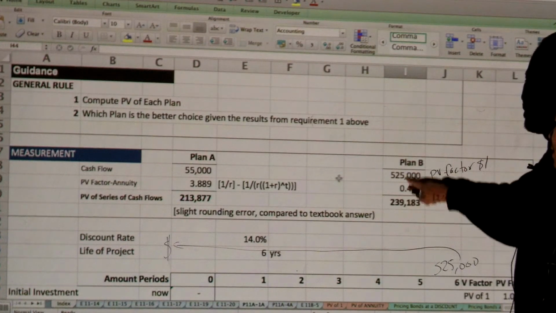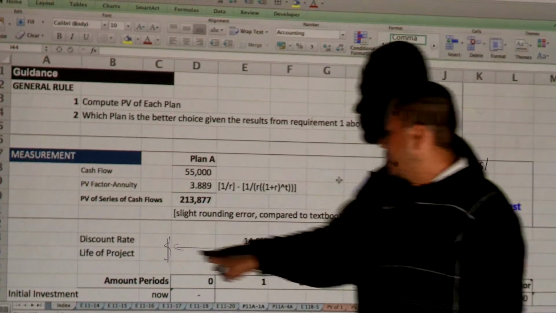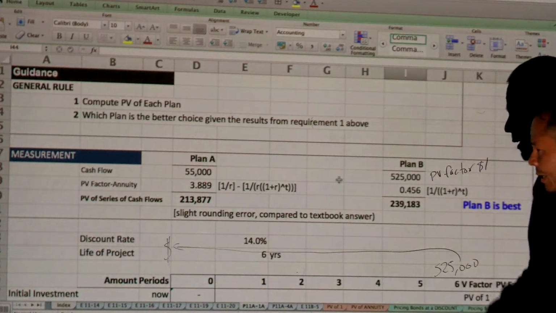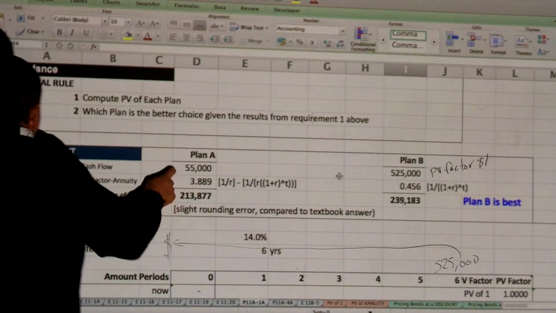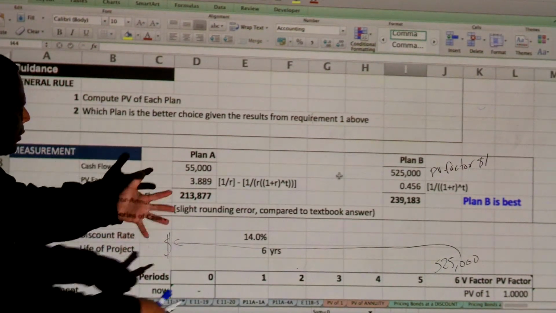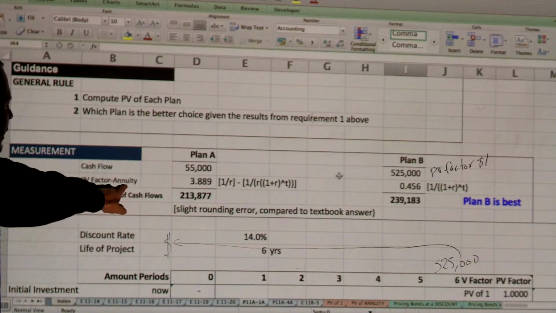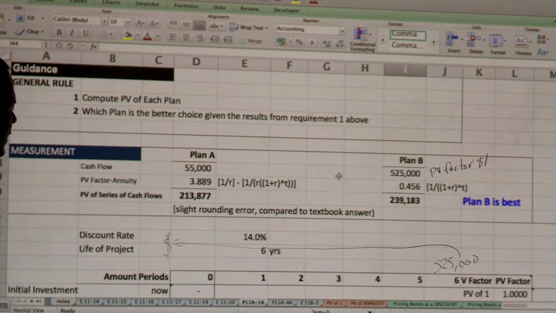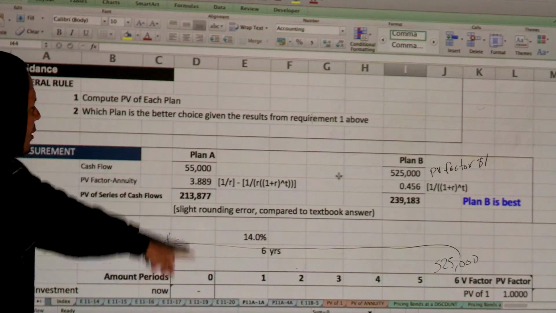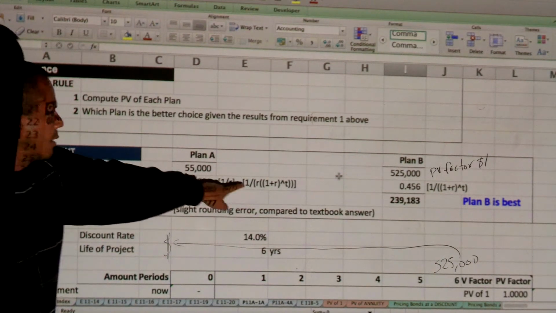So these two are equivalent. 525 is at year 6. 239,183 is at year 0, basically, at now. A similar calculation is done for Plan A. But in this case, you're looking at not just one, but a series of cash flows, and that's when you call this an annuity. An annuity is a set of cash flows of the same amount over the same interval. So you're talking about 55,000 6 times. Now, again, you can use a table for PV of an annuity, or you can use this formula here.